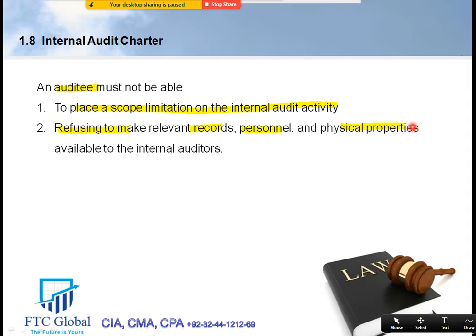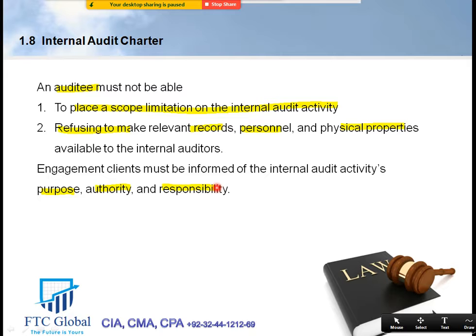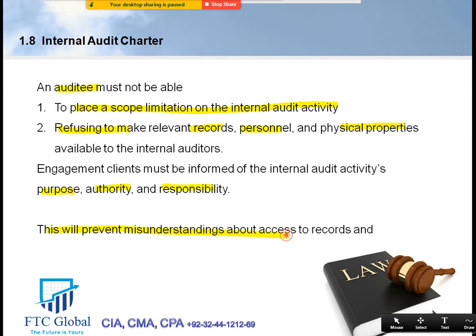So in order to avoid such confusion and misunderstanding, the clients, the auditees, must be informed. They should know what our purpose is, what our authority and responsibility are, and what our scope of work is. So they will know what we have and what authorities are given to us. This will prevent any misunderstanding and any confusion between the auditee and us.